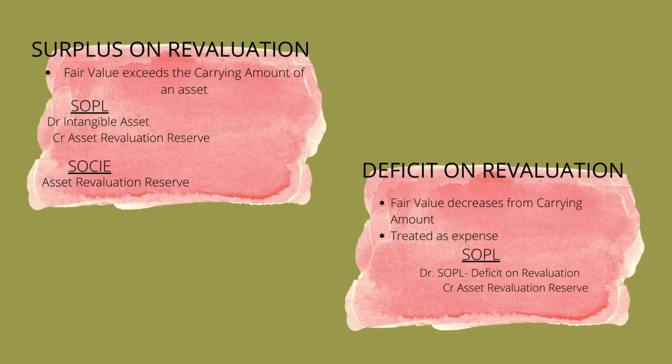Based on revaluation model, we are going to get two things, which are surplus on revaluation and deficit on revaluation. How to detect surplus? It happens when fair value exceeds the carrying amount of an asset. So we have to record it in the statement of profit or loss and statement of changes in equity. For deficit on revaluation, it happens when fair value decreases or is less than the carrying amount of an asset. It is treated as an expense and it must be recorded in the statement of profit or loss.